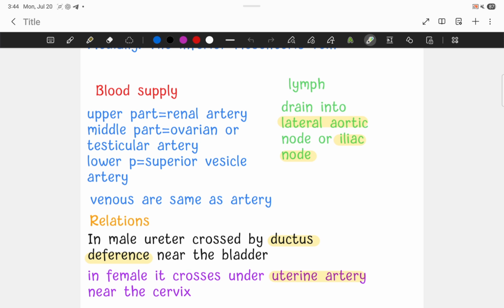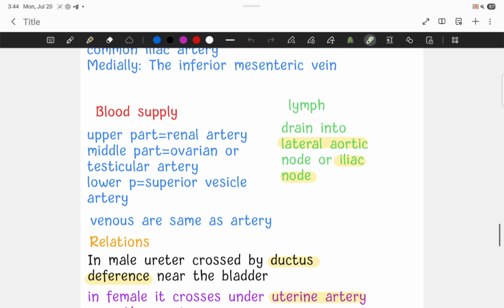So we talk about the blood supply. The ureter has three parts. The upper part is supplied by the renal artery. The middle part is supplied by the ovarian artery in female and the testicular artery in male. The lower part is supplied by the superior vesical artery. Venous drainage is the same as the arteries. Lymphatic drainage goes into the lateral aortic nodes or iliac nodes.